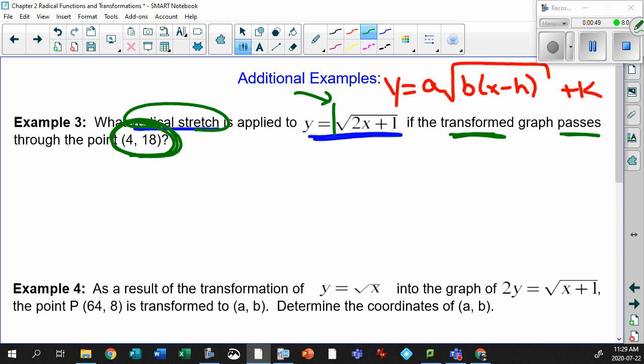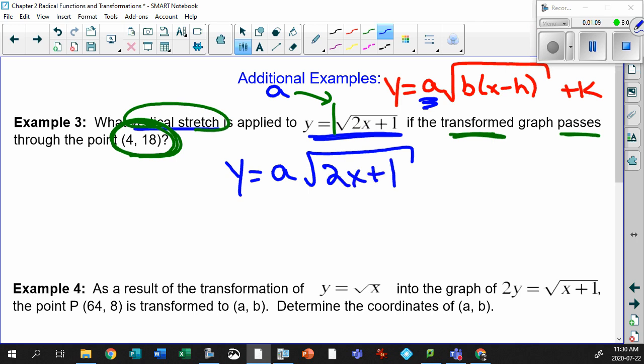I kind of see it. So we don't know what that vertical stretch is. So you know what? I'm just going to put an a there. You know the vertical stretch is a. That's what's determined here. So I'm going to take this graph, I'm going to put an a up front, and I'm going to determine what that a is. So here's the original, square root of 2x plus 1. I want to find what that vertical stretch is. So how do we do this? Real simple. That's x, that's y. Plug it in, find a. It's that simple.